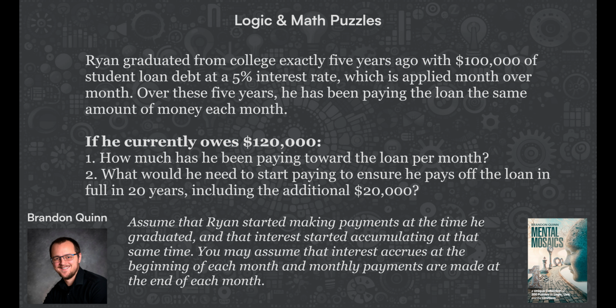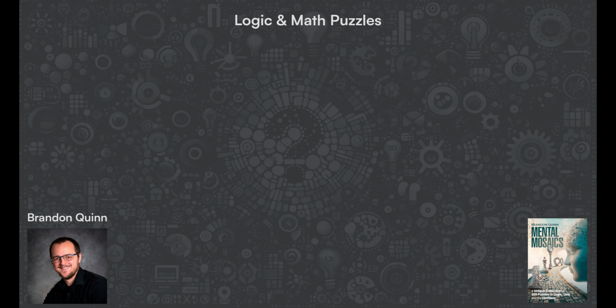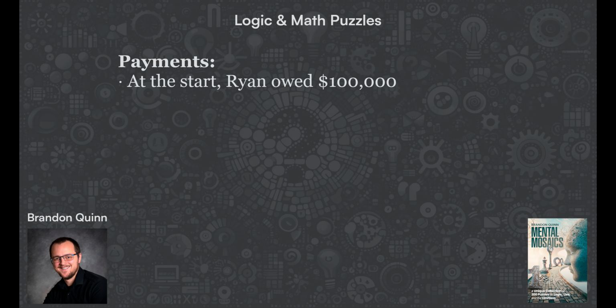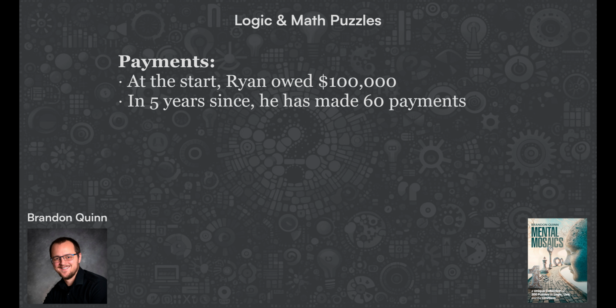Pause the video now if you want to try this problem for yourself, and when you're ready, come back and we'll review the answer. To start, let's assess how his payments relate to the overall debt. So at the start, he owed $100,000, and in the 5 years since, he's made exactly 60 payments, one payment per month. But now he owes $120,000, $20,000 more than the original.